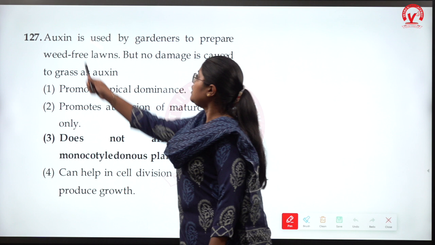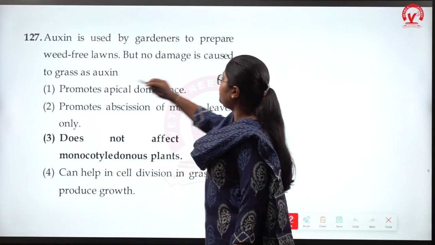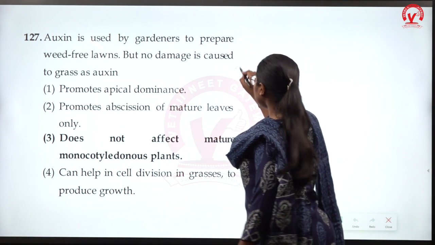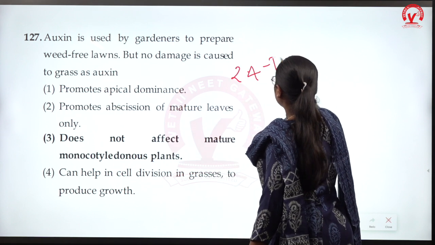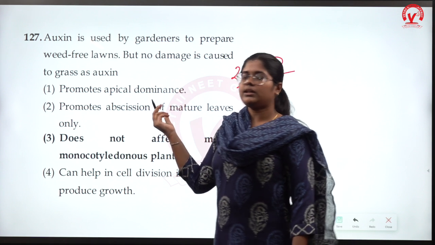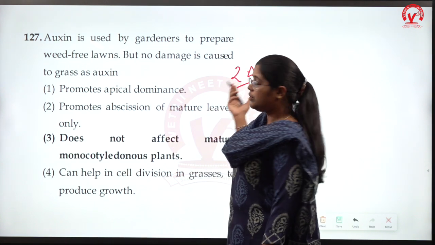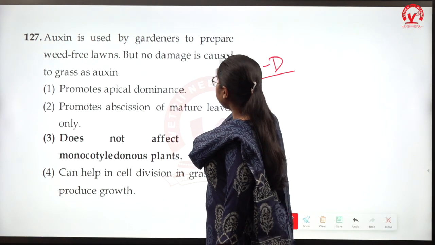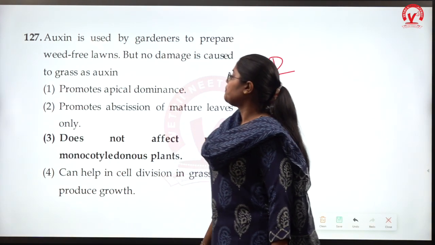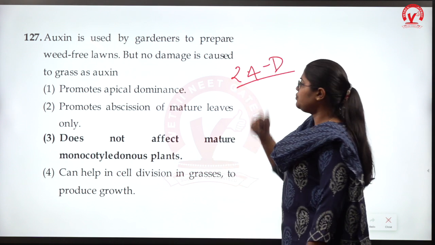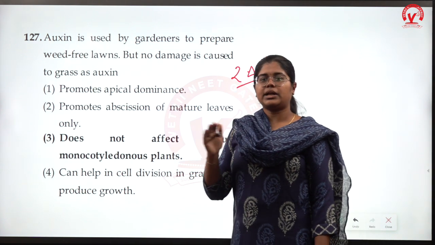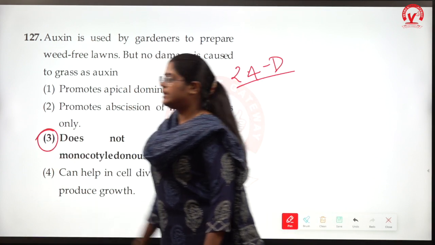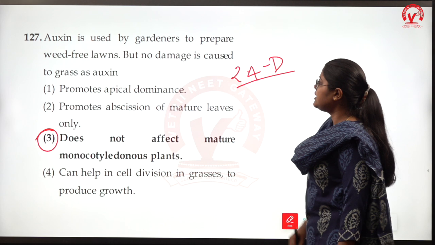So next question, auxin is used by gardeners to prepare weed free lawns. So the auxin used for weed free lawns is 2,4-D. It is a synthetic auxin which is used as a herbicide or weedicide in weed free lawns, but no damage is caused to grass. Why does 2,4-D not cause damage? It kills only dicot plants and does not affect mature monocotyledon plants. So option 3 is correct.